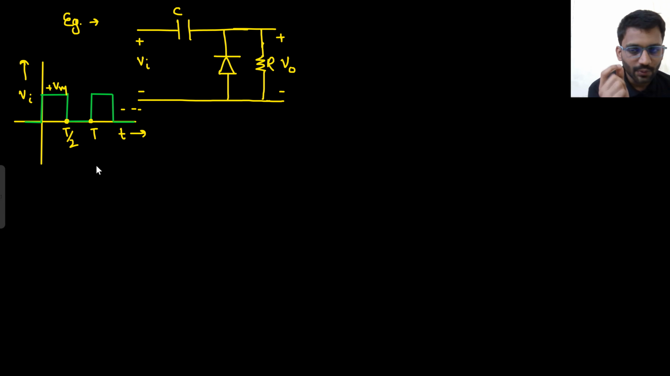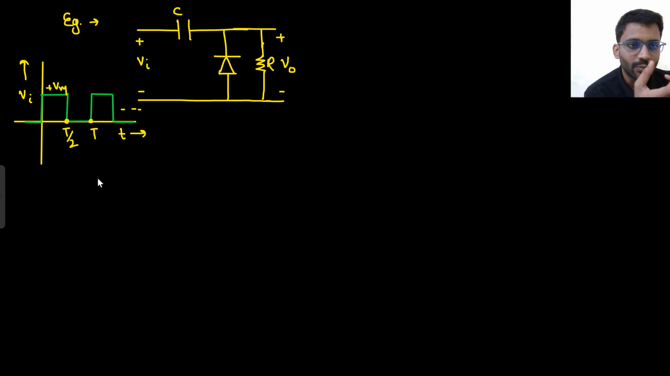When the applied input is 0, from t by 2 to t, the diode may turn on. Let's assume it is turning on. So what will happen? Applied input is 0, so the capacitor will be charged to 0 voltage only. So the steady state voltage across the capacitor is 0 volt only.